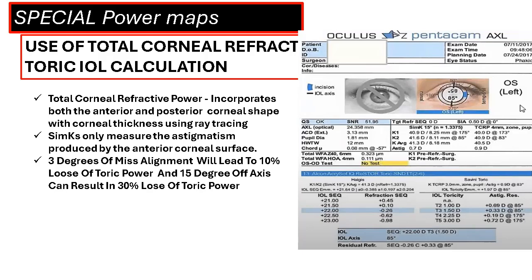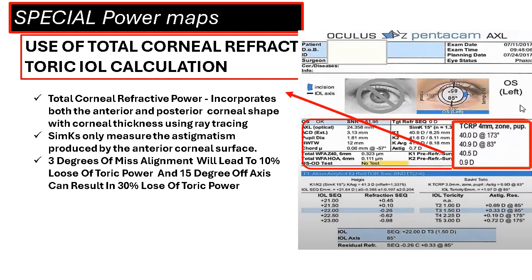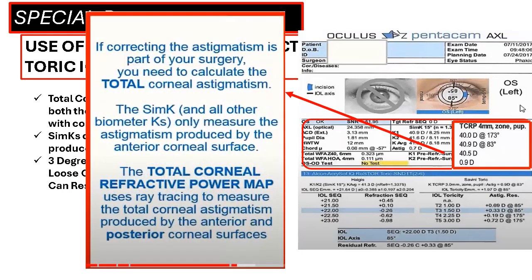We shouldn't rely on the SIMK, because the SIMK is using only the surface keratometry, that's the power of the anterior surface of the cornea. However, the TCRP uses the total power of the cornea, taking into consideration the thickness of the cornea. So you can see here, this is the printout report of the Pentacam toric IOL calculations. And here, this is the power map of the TCRP. So the TCRP is more accurate and reliable for toric IOL calculation. However, this map should not be used in ordinary IOL calculation. It should only be used in toric IOL calculations.